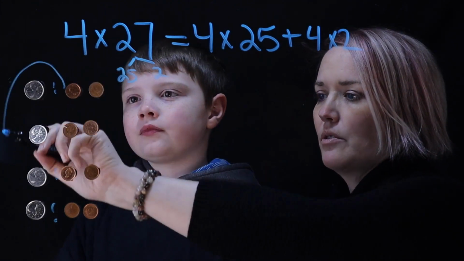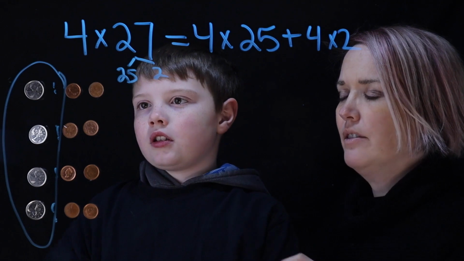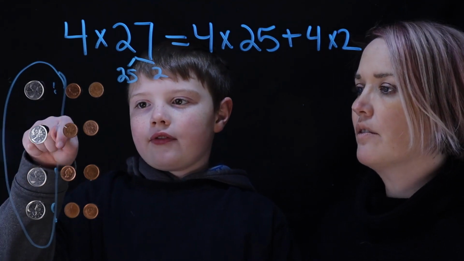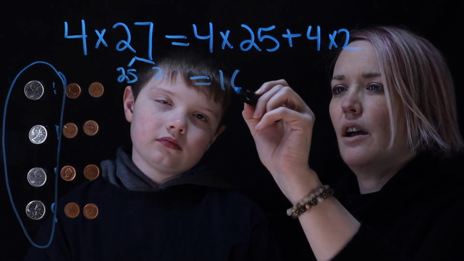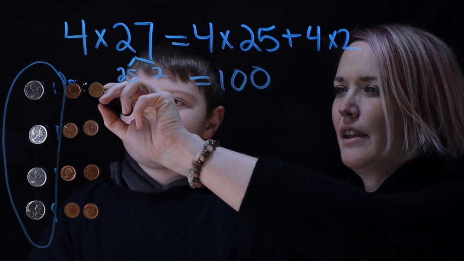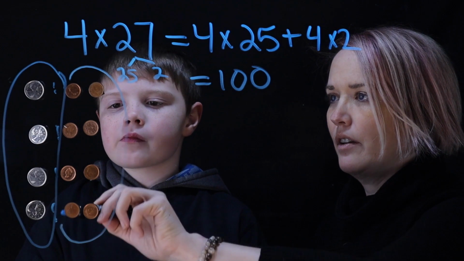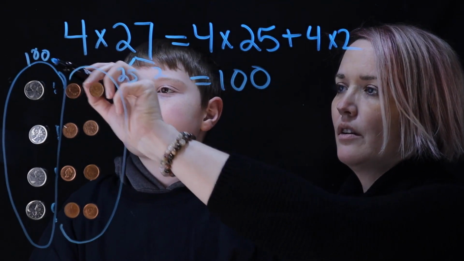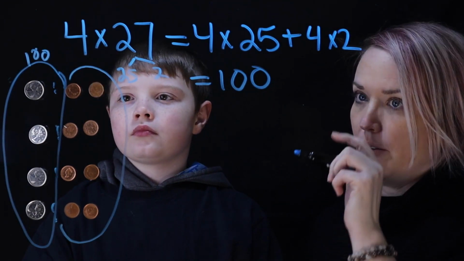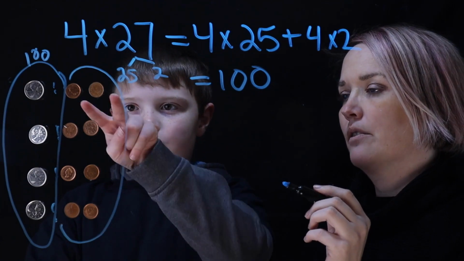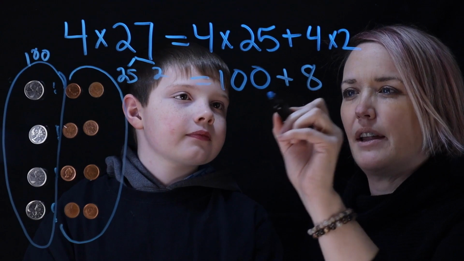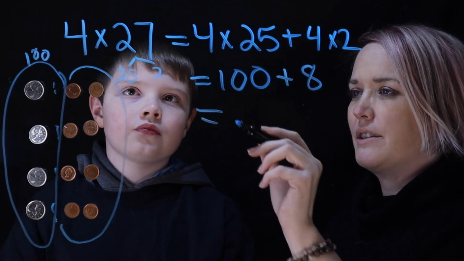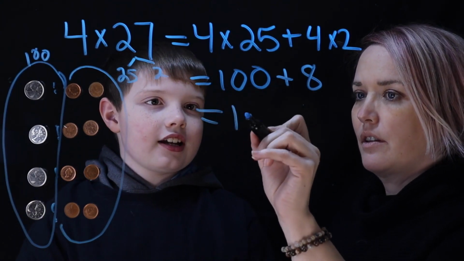So this is your 4 times 25. This would be 25, 50, 75, 100. Okay, so that equals 100. And then here, let me just put 100. So that's $1 or 100 cents. And here there's 2, 4, 6, 8. Okay, so plus 8. So then 4 times 27 equals 108.